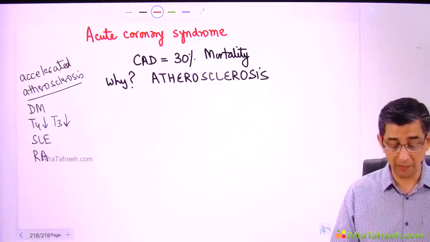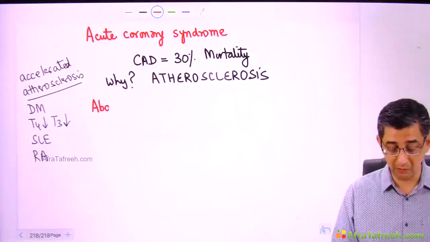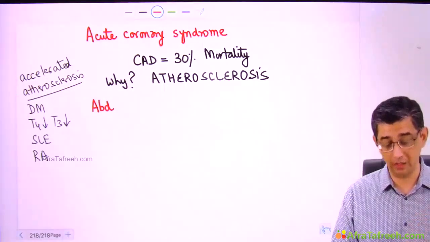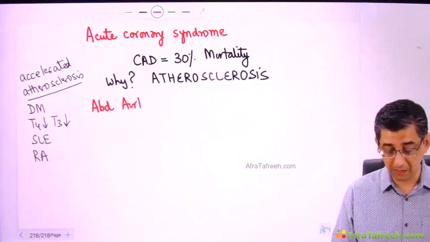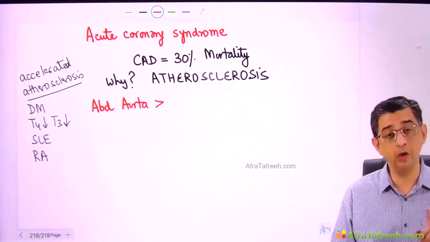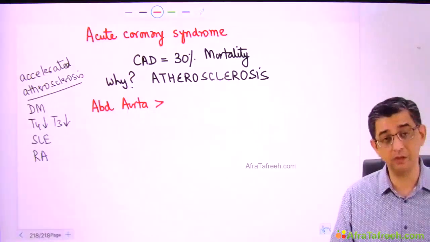In fact, don't be under the impression that atherosclerosis can involve only and only the coronary arteries. You would know from your basic classes in pathology that even the abdominal aorta can be involved in the process of atherosclerosis.